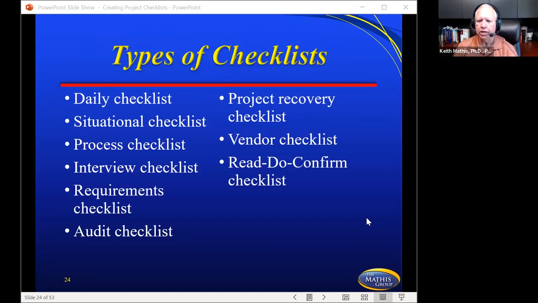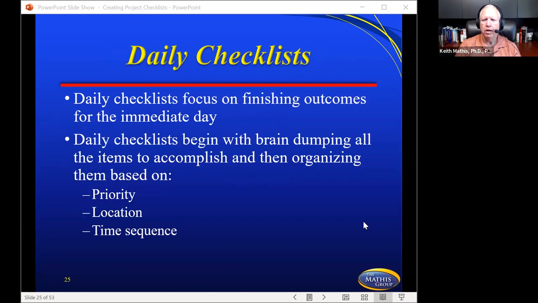Now, some different types of checklists I've already referred to. So let me give you this list. You could have a daily checklist of things that you need to do, situational, process, interview checklist. Many of you have used that for years with your organization. Requirements checklist, audit checklist, project recovery checklist, a vendor checklist, redo, confirm checklist. Many of you have onboarding checklists when you have a new employee. Here's all the stuff you talk about. Here's all the things they need. They need a key, they need a computer, they need a sign in, they need an email. You know, we've got all that kind of stuff too. And that's what you're looking at. So let's go a little deeper into some of these.